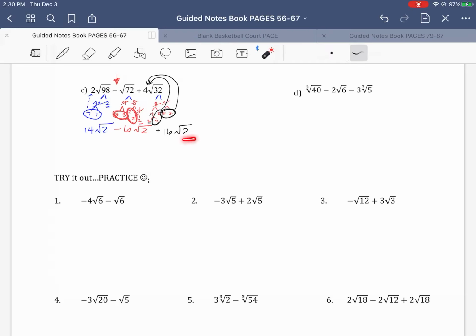Notice now these are all square roots of 2. So we can actually combine all of these. So we're going to do 14, right, minus 6 square root 2. That would be 8 square root 2. Plus 16 square root 2 would give us 24 square root of 2.